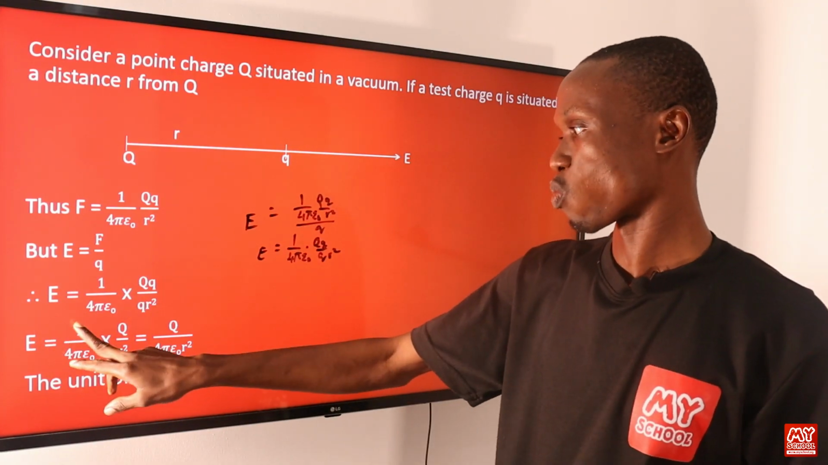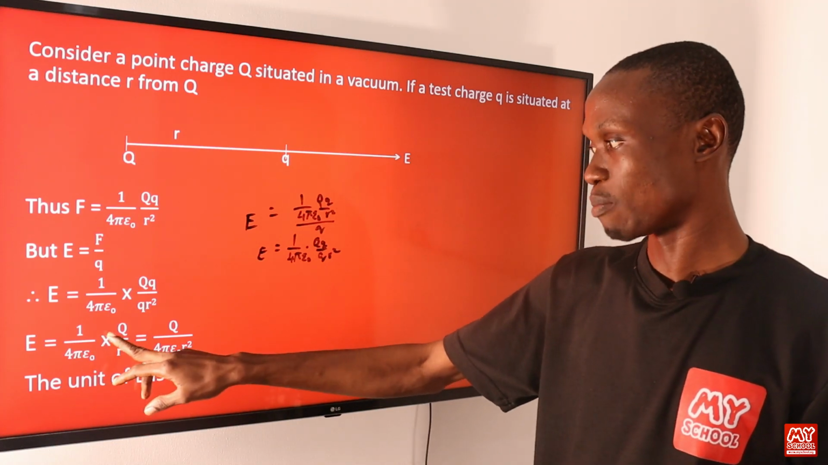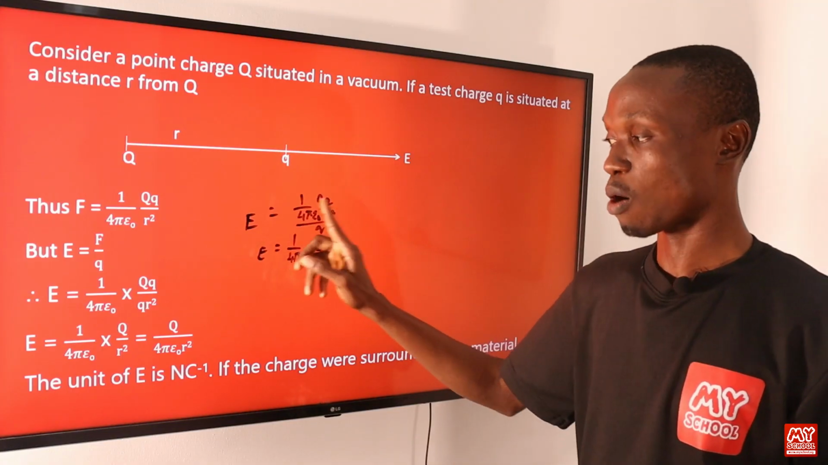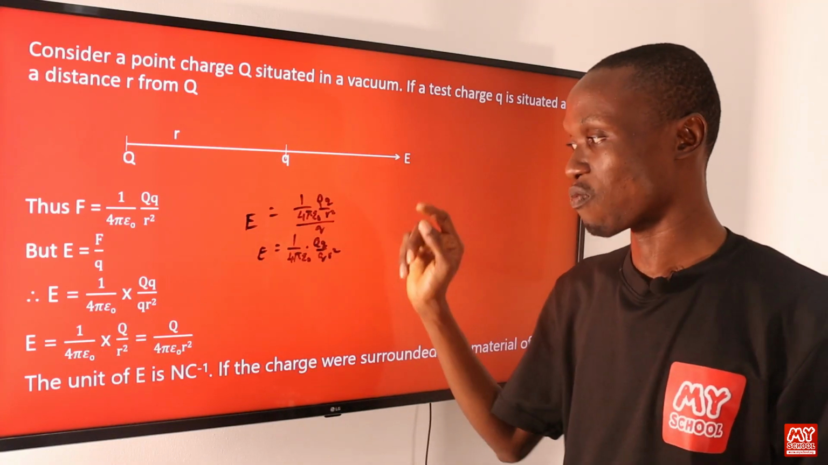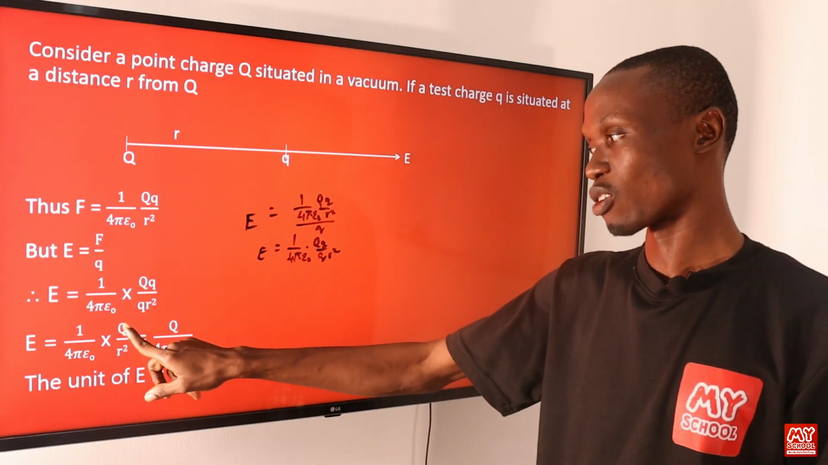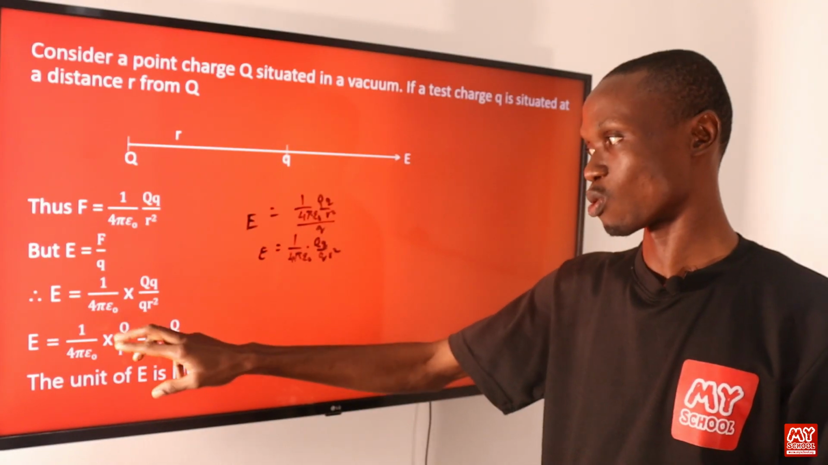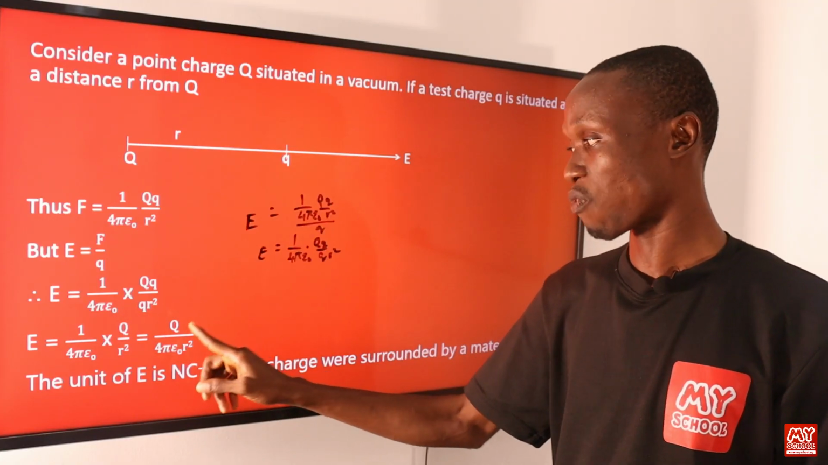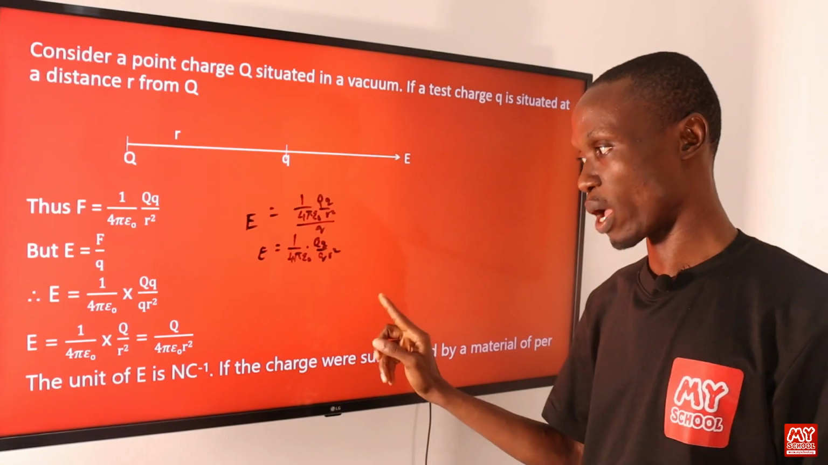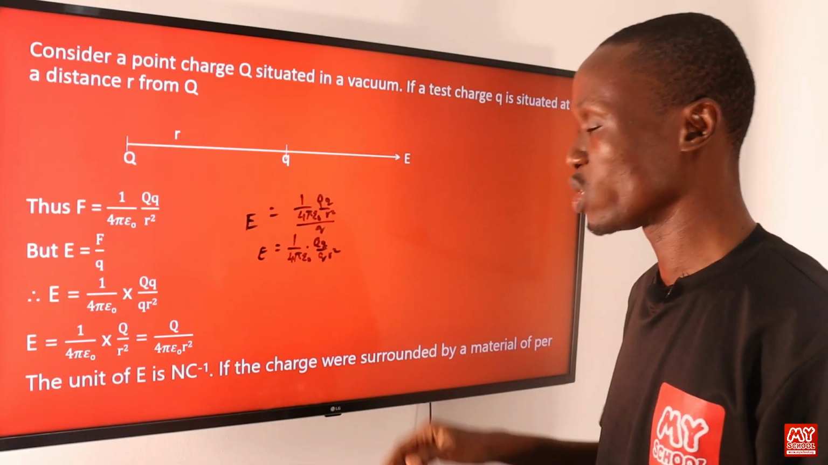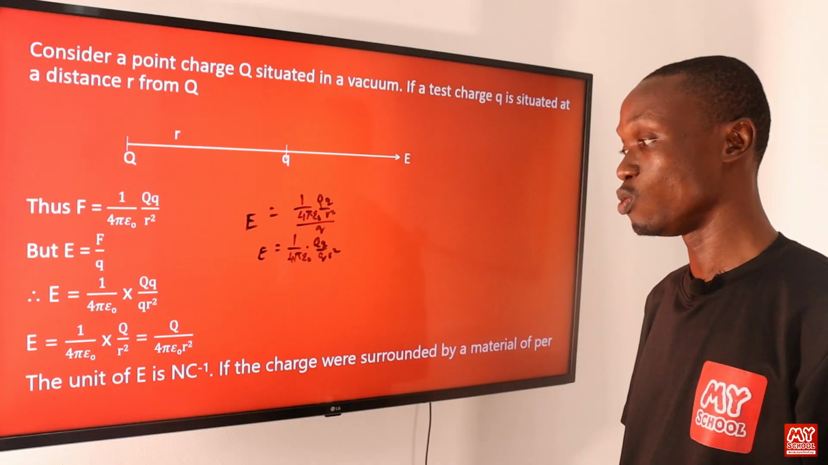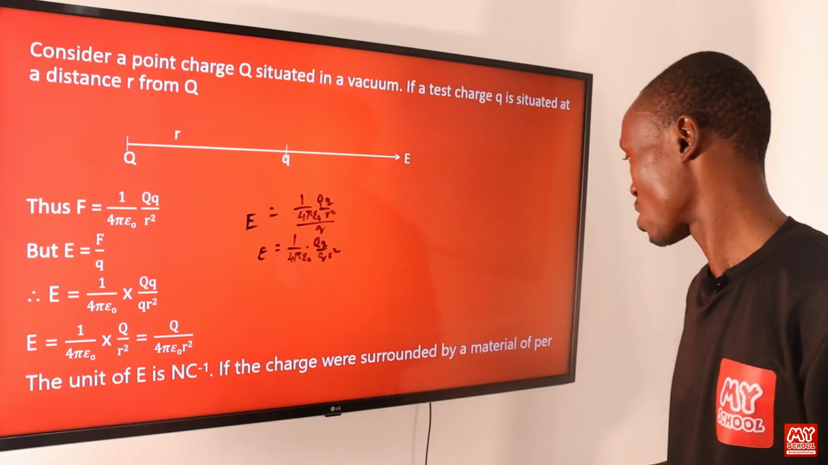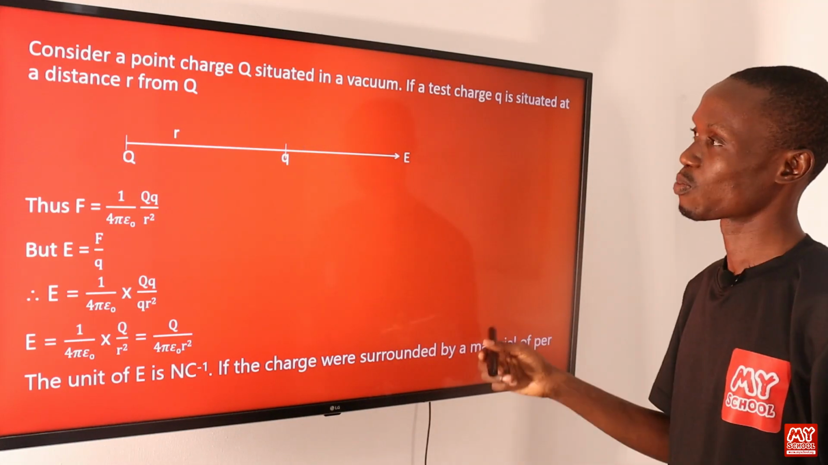But E is now equal to 1 over 4 pi epsilon naught times Q all over r squared. The small q here, we cancel out the small q here. So we will have E equal to 1 over 4 pi epsilon naught times capital Q all over r squared. If we put this together, we'll have E equal to capital Q all over 4 pi epsilon naught r squared. The unit of E, which is electric field intensity, is Newton per Coulomb. If the charge were surrounded by a material of permittivity, let's move to the next slide.